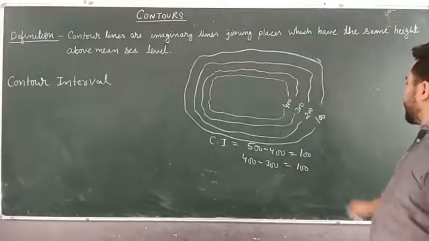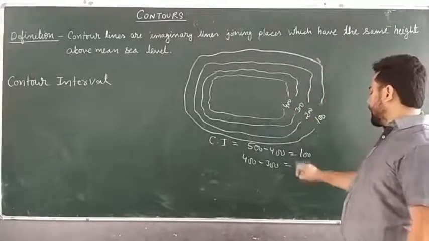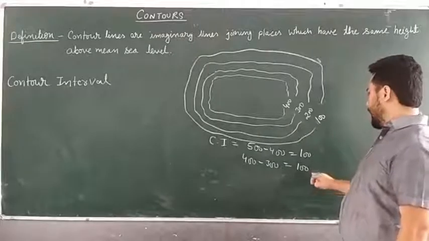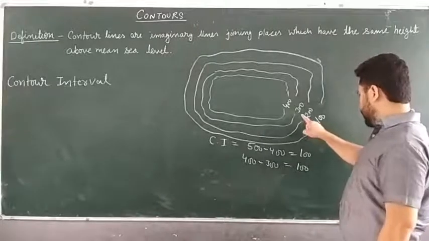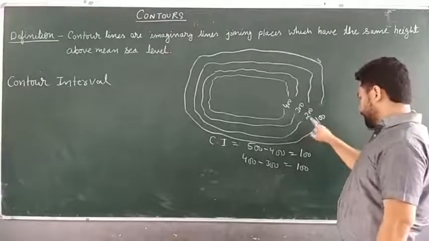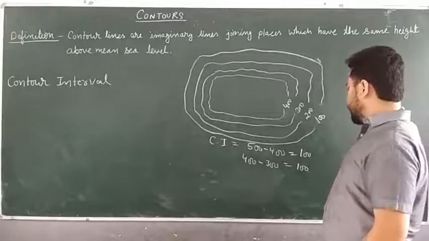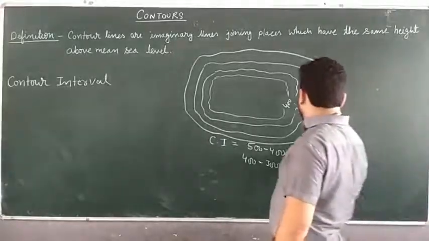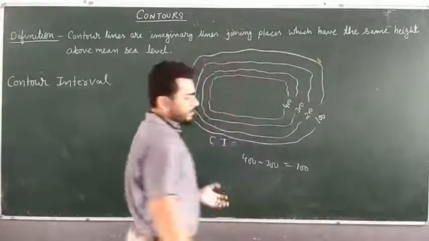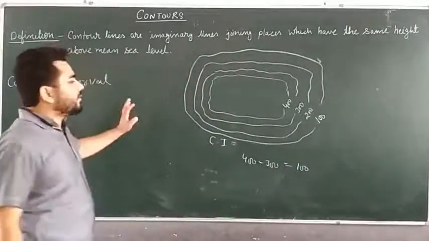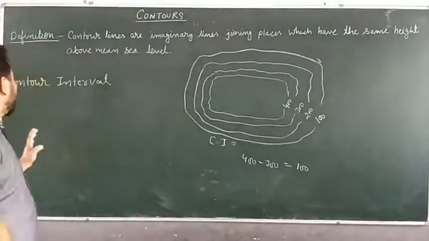So the interval here will be 400 minus 300, how much? 100, right? Or 300 minus 200, 100. 200 minus 100 is equal to 100. That will be the contour interval, right? So this is the contour interval. Contour intervals should be the same.